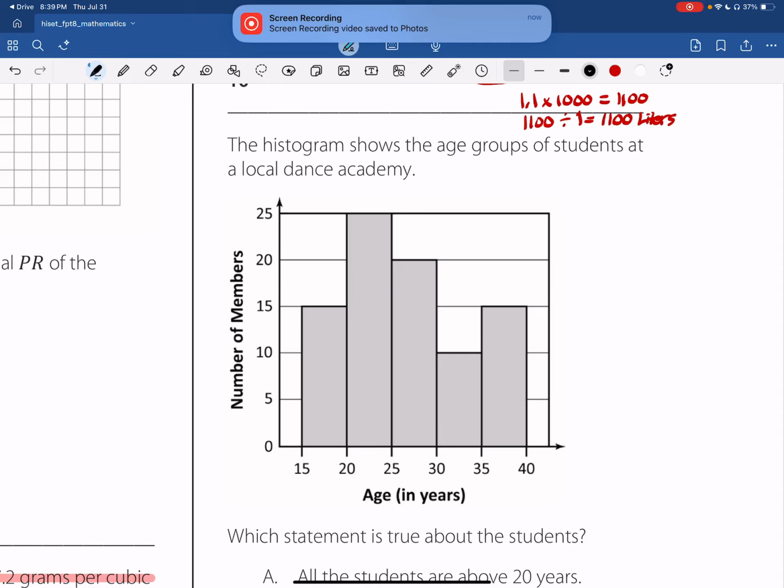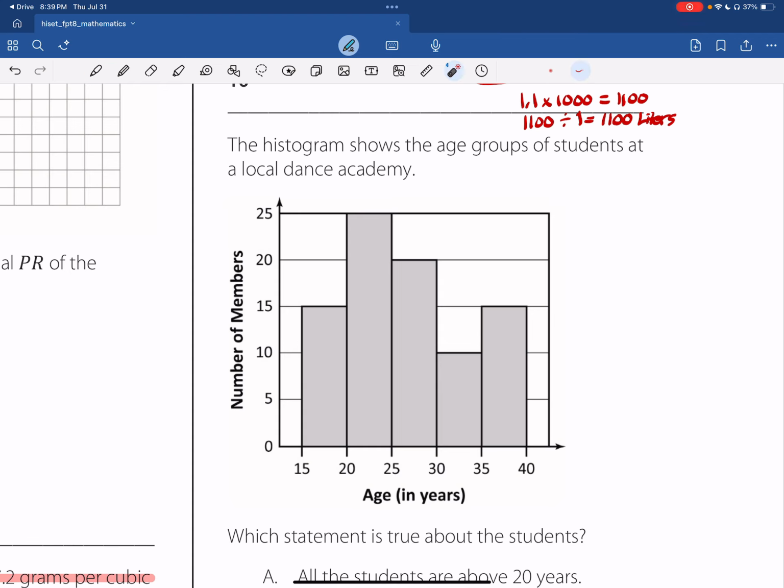Number 10. The histogram shows the age groups of students at a local dance academy. So a histogram is a type of bar graph where the bars are pressed together and it's showing intervals. So let's take a second and become acquainted with our bar graph, or our histogram.